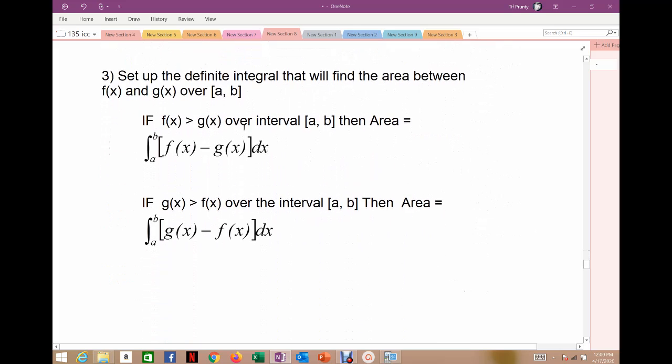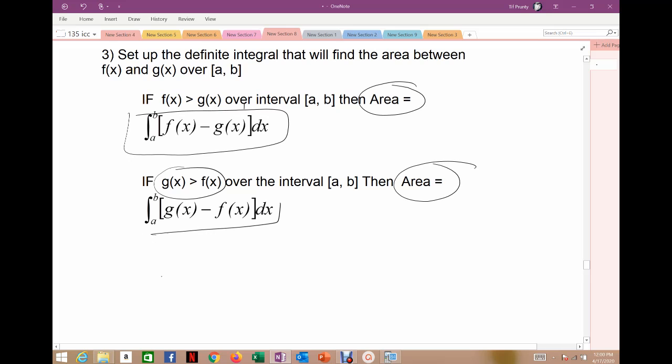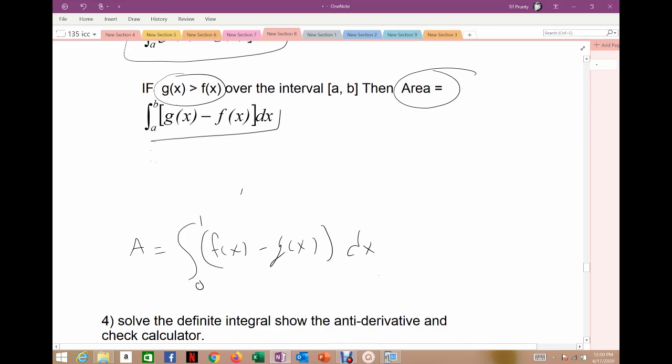I've got to always subtract the smaller function from the bigger function. So if f is the bigger function, this is the integral I use to find my area. If g is the bigger function, this is the integral I use to find my area. In our example, f was greater than g. And so when I set up the integral to find my area, I'm integrating from 0 to 1, and I'm going to take f of x and subtract g of x. I'm actually going to type that out in my next step.